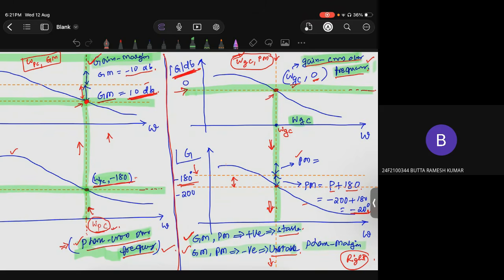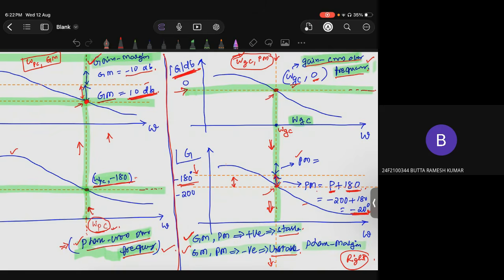Okay, and check this point, where the gain crossover frequency is connecting. Now see how much it is deviated from the minus 180-degree line. That will be your phase margin. Phase margin is P plus 180. So you have to find that P exactly.